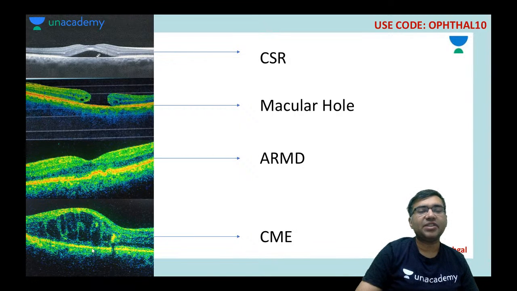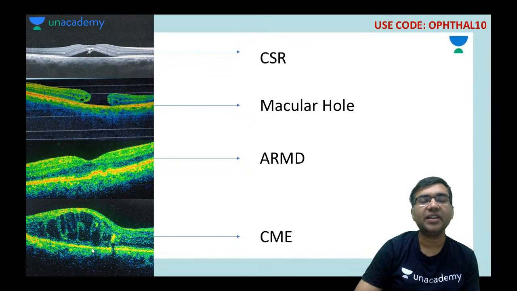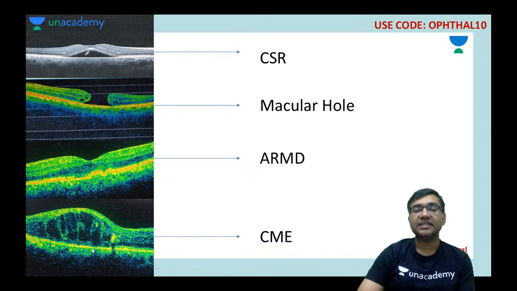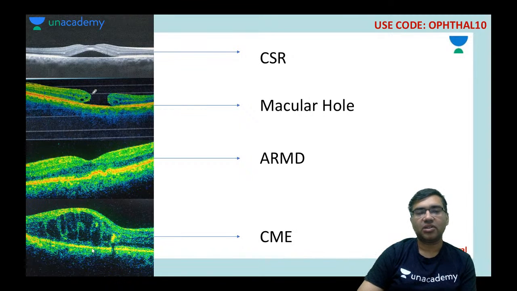So this is a patient who is having a central serous retinopathy. In central serous retinopathy, you are having a serous detachment between the neurosensory retina and the RPE. Then you have a macular hole where the layers are missing at the center of the macula. Then you have an elevation of RPE. Okay, this is called ARMD.